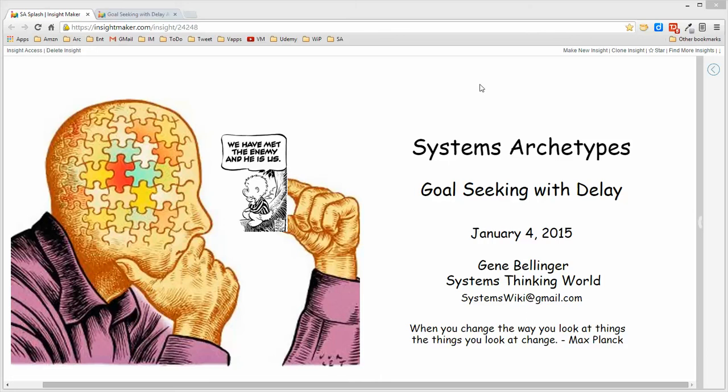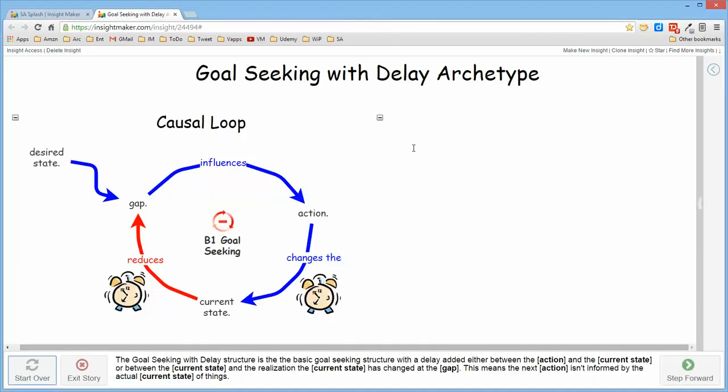In this segment, I'm going to talk about the goal seeking with delay archetype. This is essentially the standard balancing loop with one slight change. Slight change in structure, though, as you'll see, with an enormous impact on the way that it behaves.